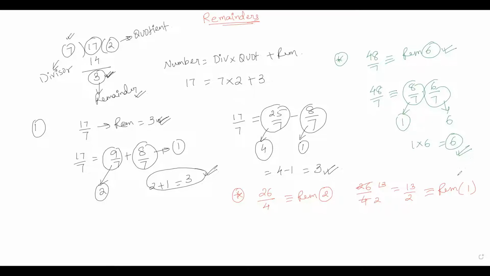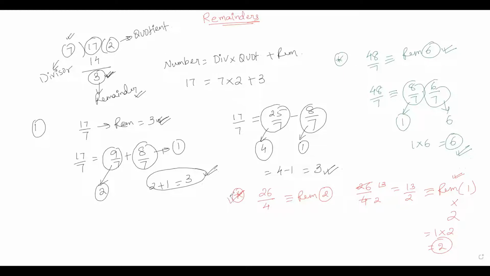So whatever remainder we get after reducing the number and the divisor to its lowest form, we need to multiply this remainder with the common factor by which we are reducing the number and the divisor. In this case, the common factor by which we have divided the number and the divisor is 2. So we need to multiply here by 2. So this would be 1 times 2, which would be 2. And that's the remainder when 26 is divided by 4.